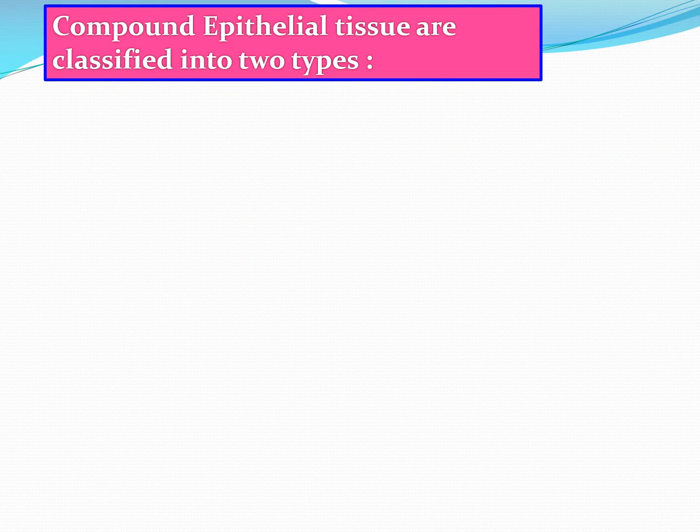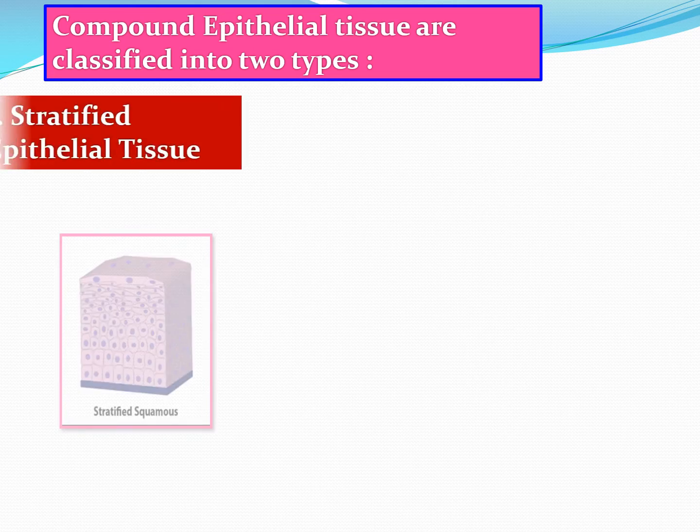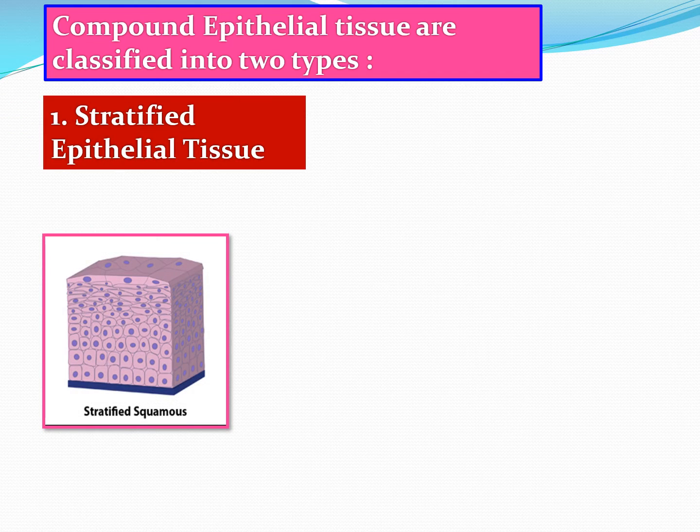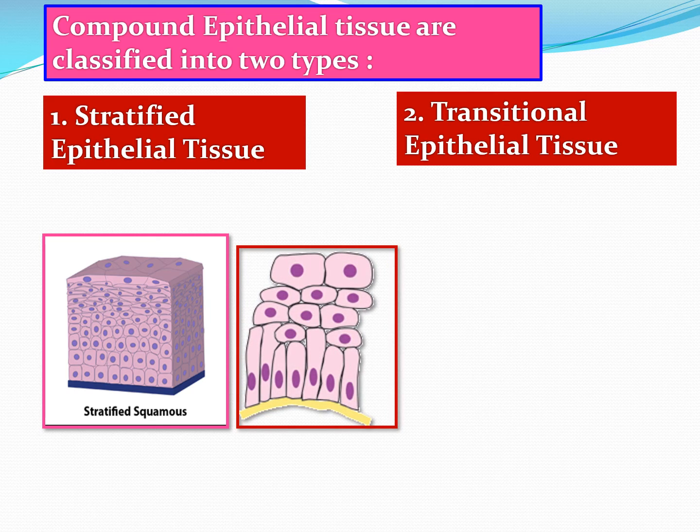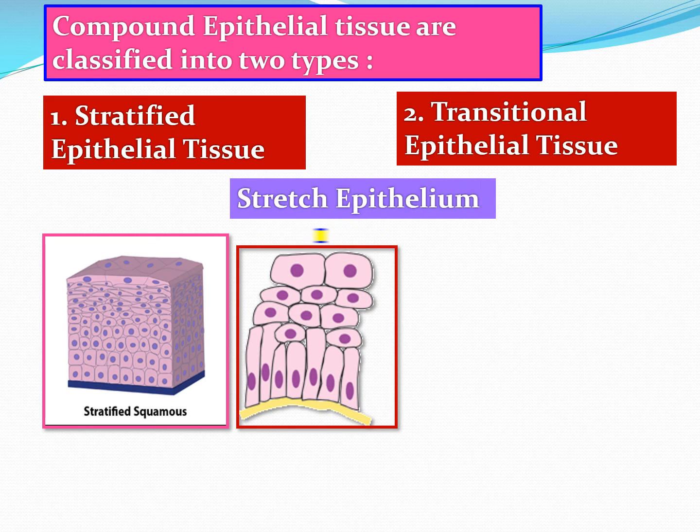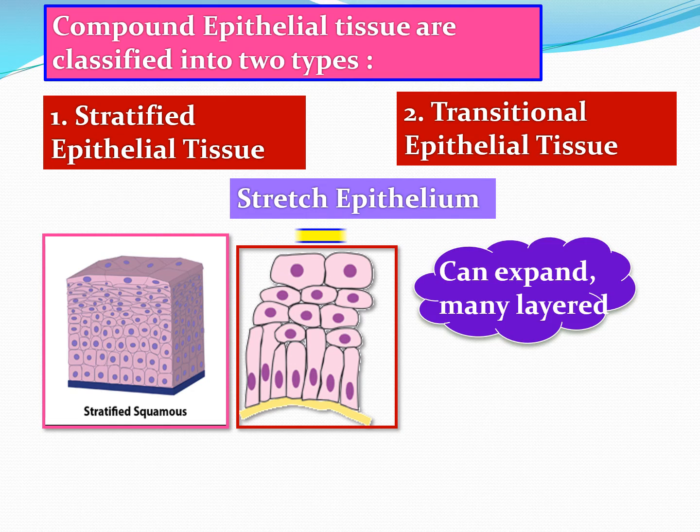Compound epithelial tissue are classified into 2 types. One is stratified epithelial tissue and the other one is transitional epithelial tissue. Transitional epithelial tissue are also called stretch epithelium as it can undergo expansion. And both types of epithelial tissue, that is stratified and transitional, are multilayered.